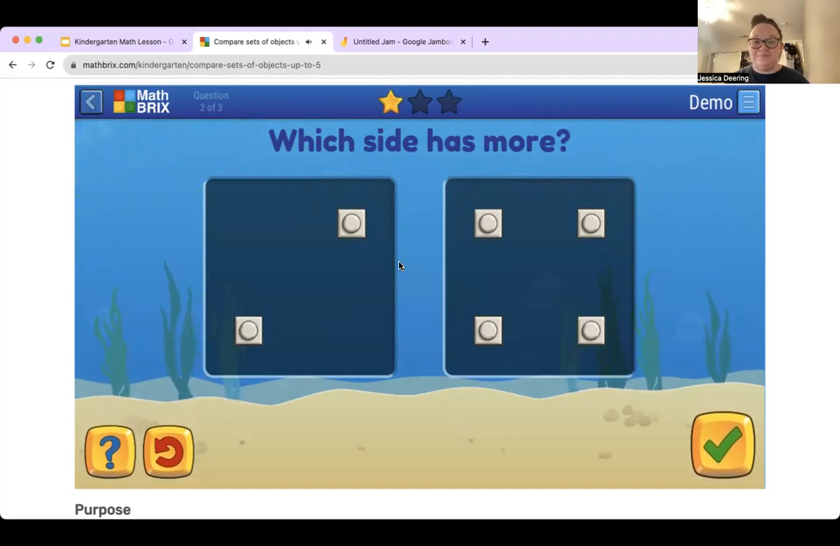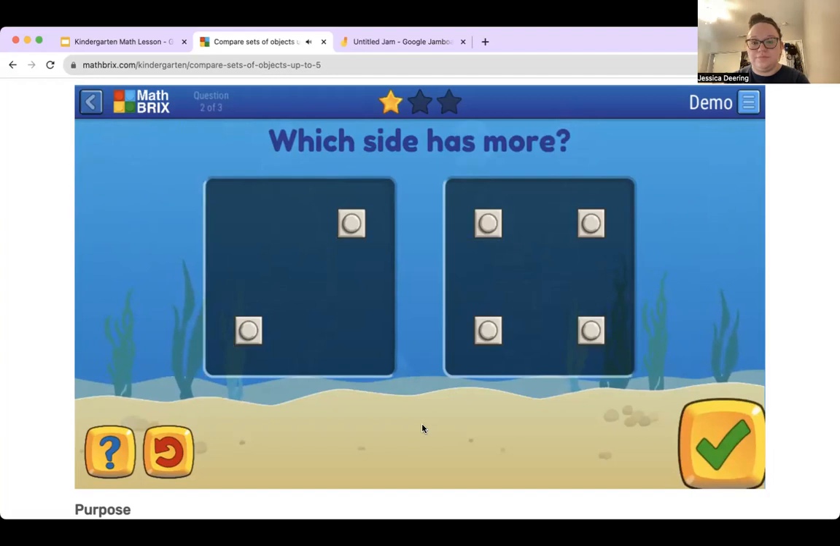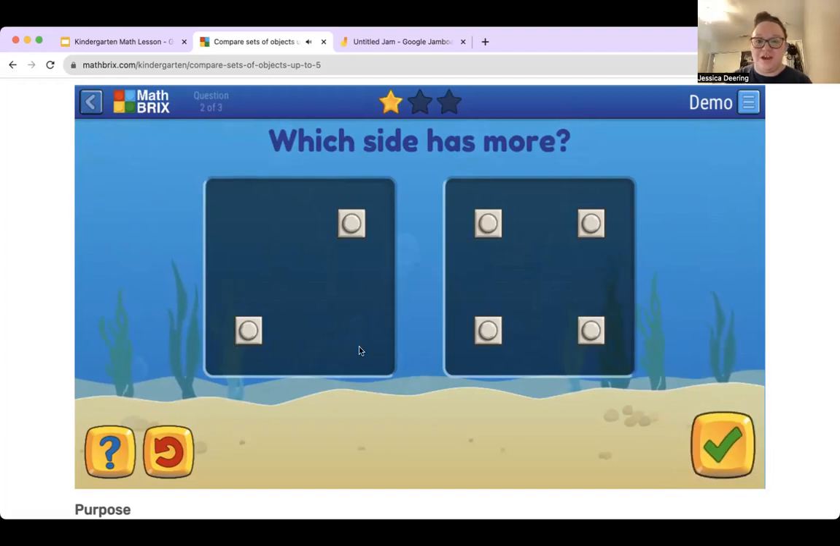Tap the side that has more bricks and then tap the check mark. Okay, let's do another one, okay? So we're going to count in box 1. Again, we have how many? Turn to your partner. Count how many are in box 1. Okay, can I see a hand and tell me how many counters or blocks are in box 1?